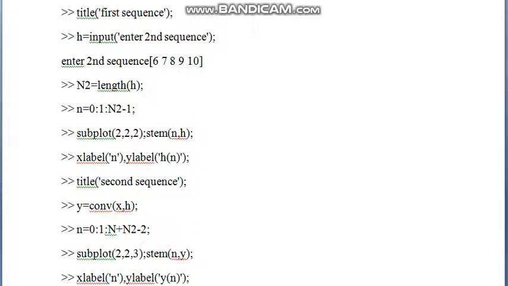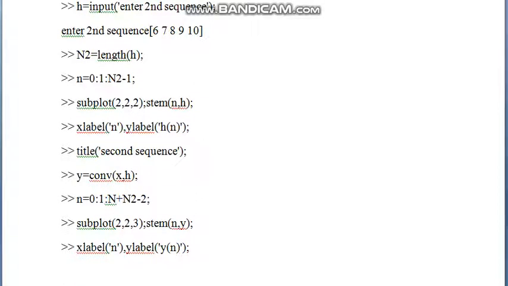Now I already know the two sequences x[n] and h[n]. Now I will find the linear convolution, which will be represented by y. For finding the linear convolution, the command used is conv(x,h). These are the two sequences of which I want to find the linear convolution. We already know that the number of samples in the linear convolution is N1 plus N2 minus 1, where N1 is the number of samples in the first sequence and N2 is the number of samples in the second sequence. Here the number of samples in sequence y will be N plus N2 minus 1.